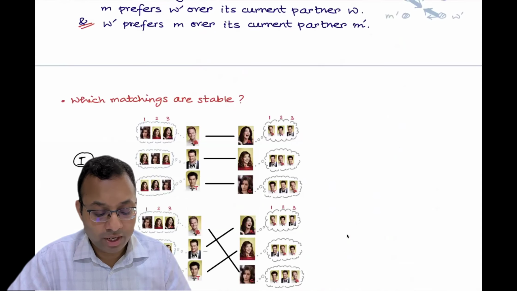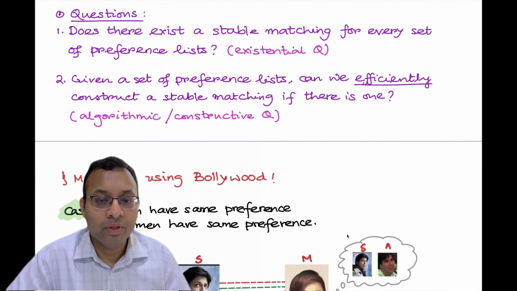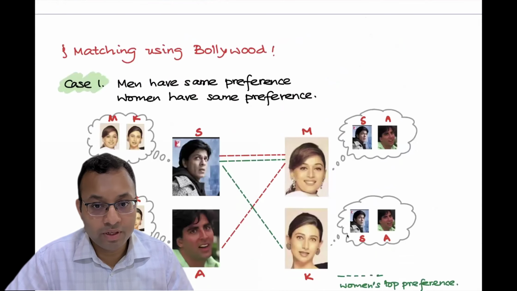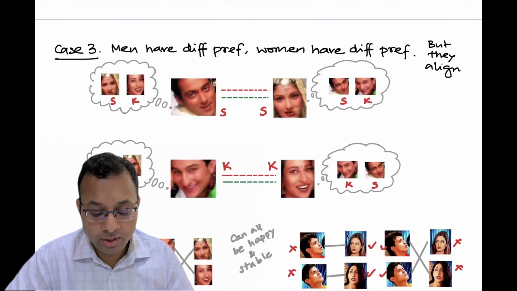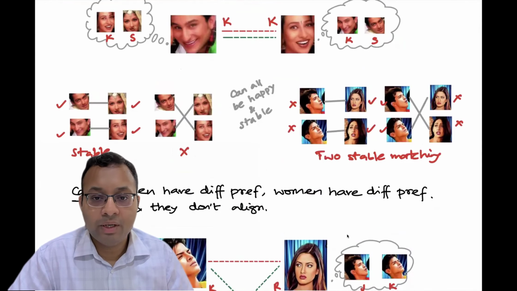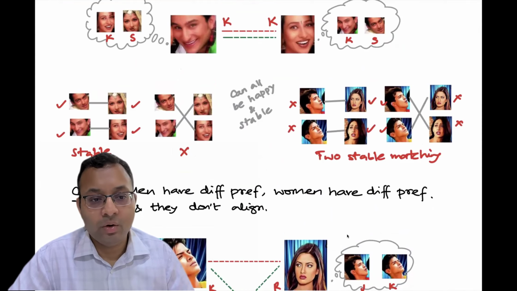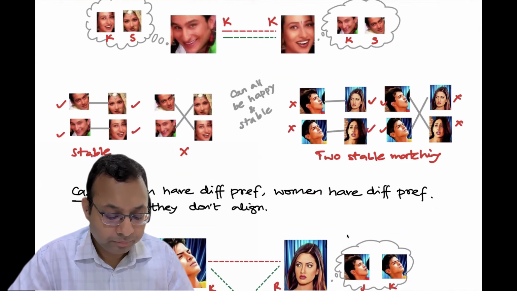And then we saw several cases where it was not clear whether such a stable matching always exists, and then how to find it efficiently. We went via 4 examples in Bollywood movies. Sometimes we saw there is only one stable matching, and sometimes we saw there are two stable matchings. But in all cases, we found there is at least one stable matching. Is it only a coincidence or is it always true? That we don't know yet.